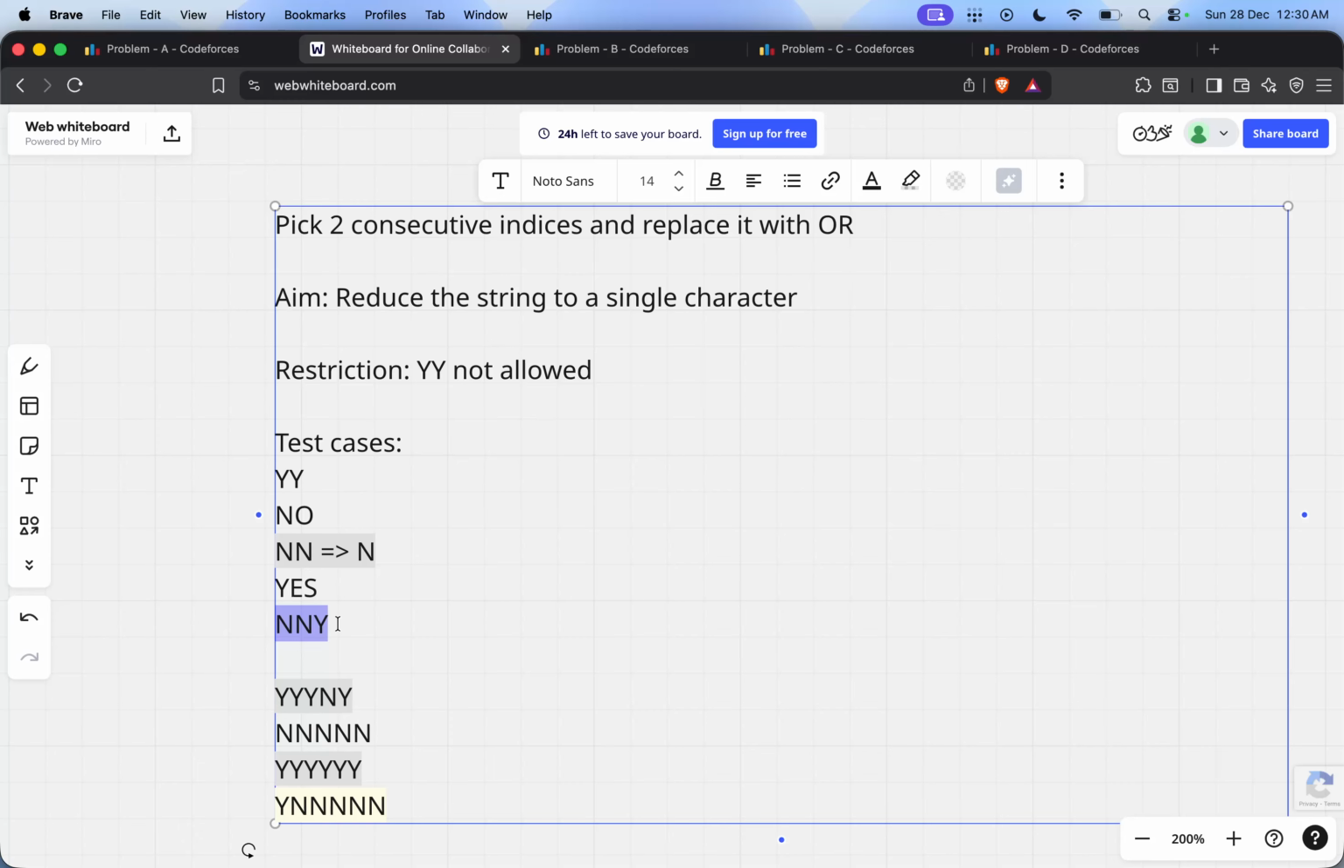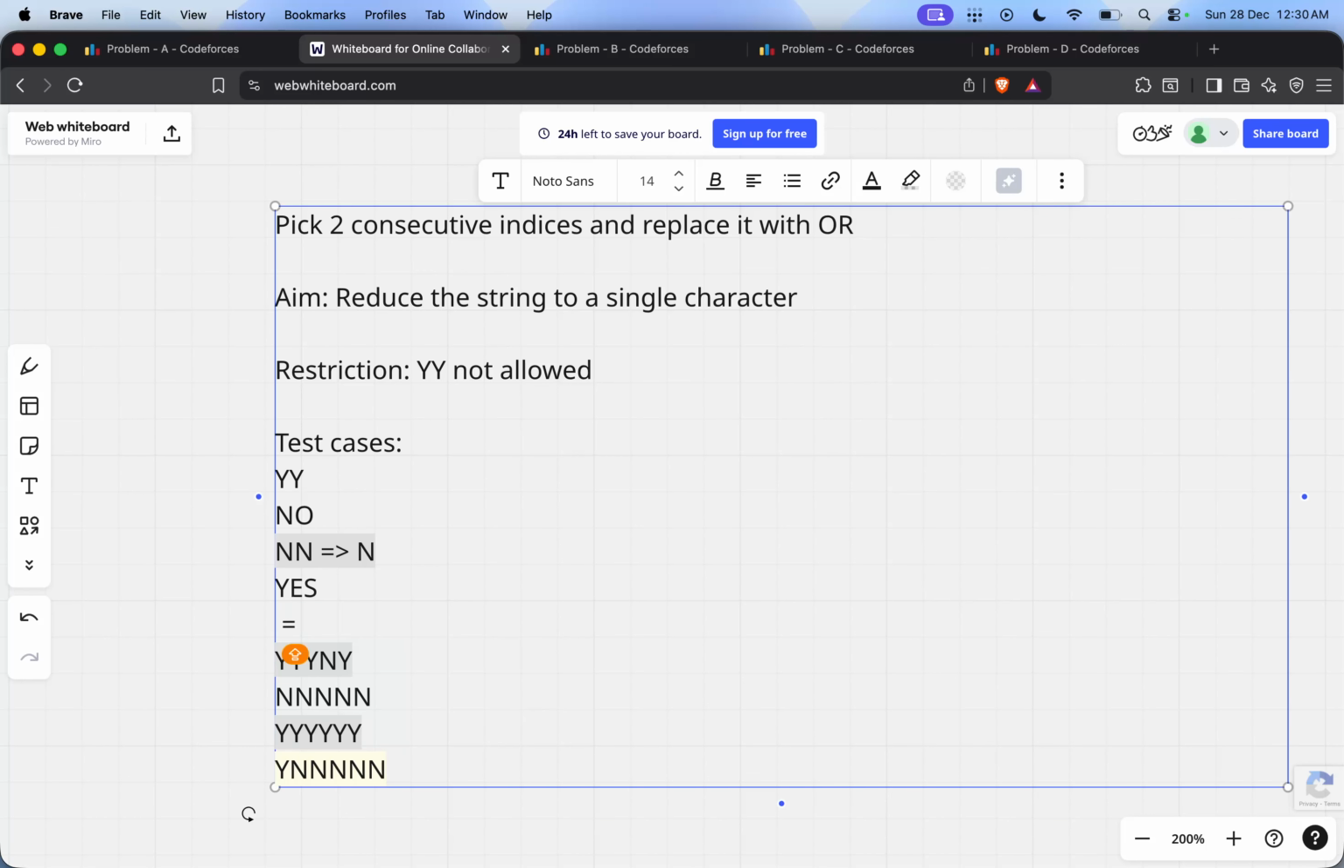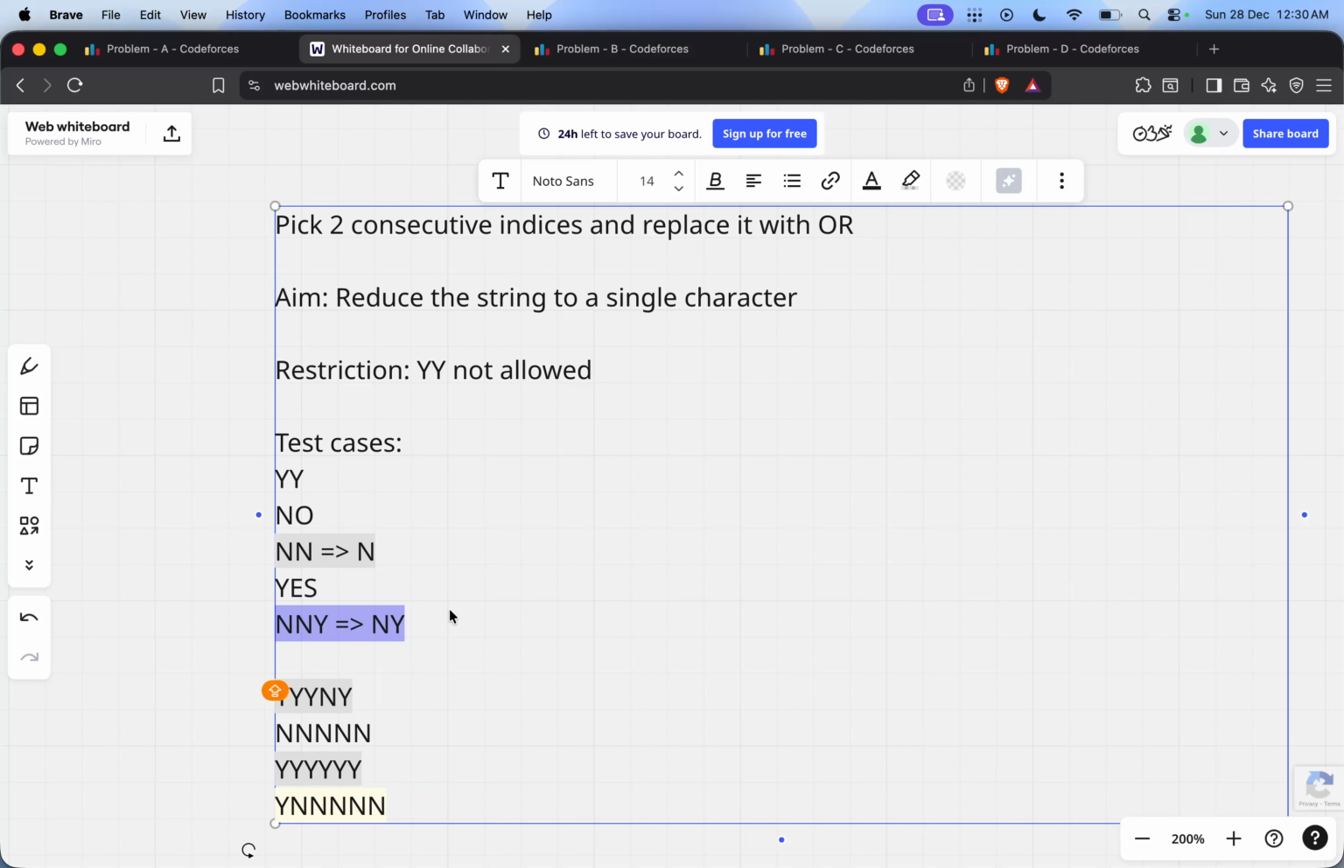Now to this particular string, we can apply the operation in any way. That is, pick up these two and it reduces to NY, or pick up these two, it reduces to NY again. Why? Because the OR of N and Y is Y. Now pick up the only available substring, that is NY, and reduce it to Y. Alright, so the answer is yes.